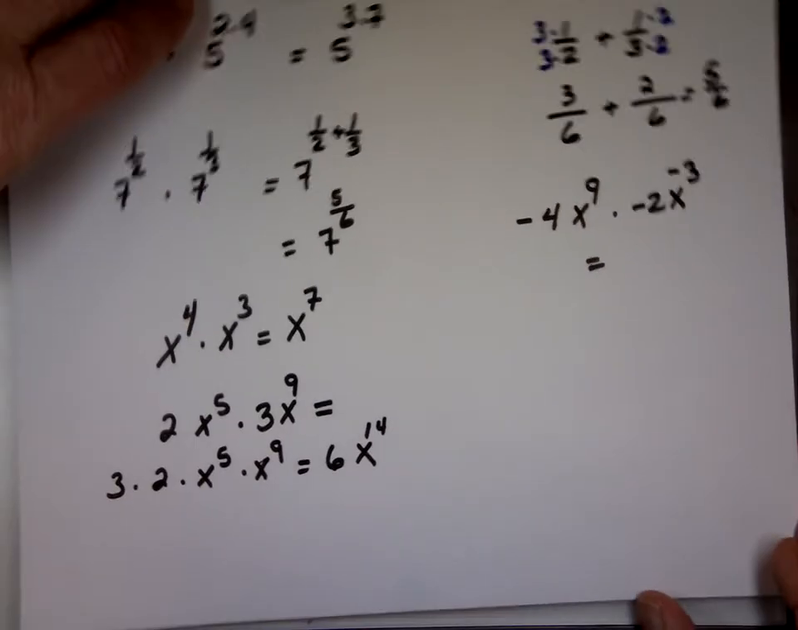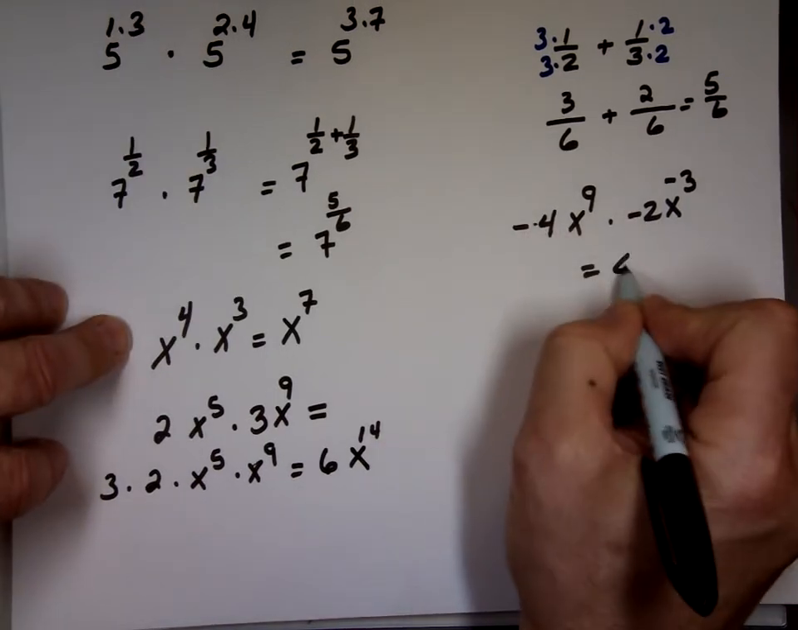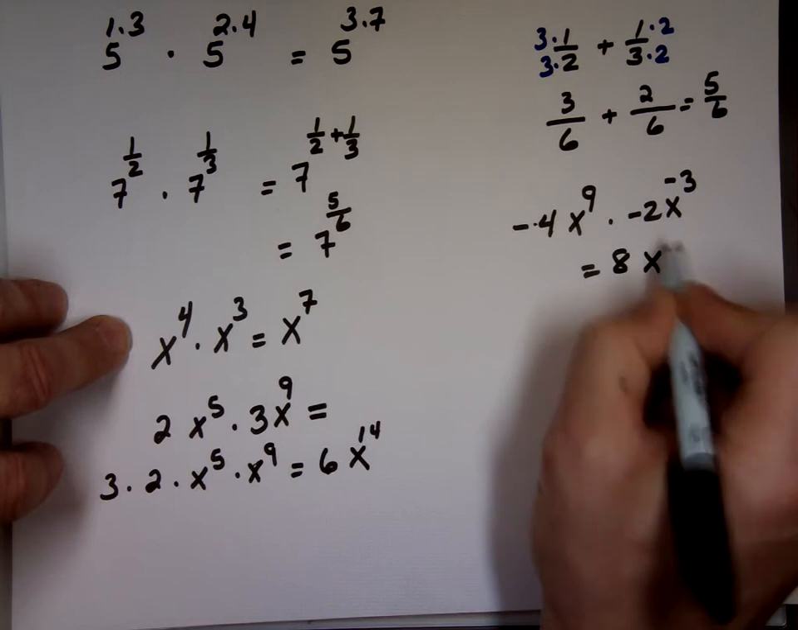Positive 8x to the 6. So a negative 4 times a negative 2, that's 8. X to what power? 6. Add the exponents. Very good.